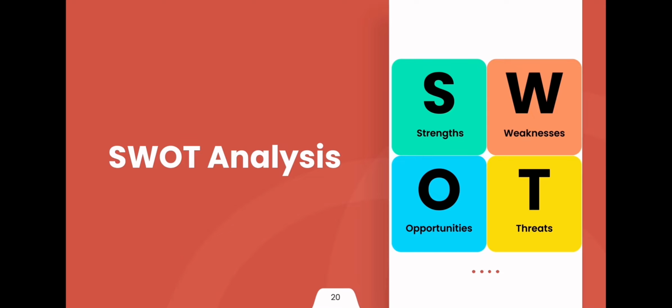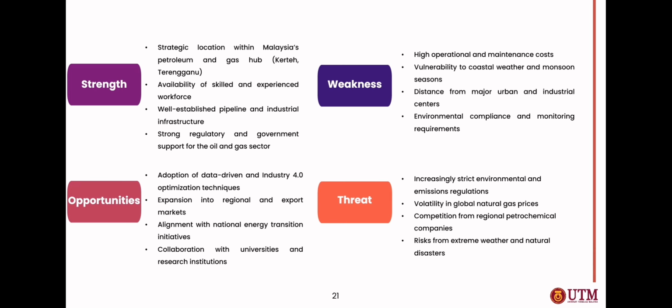Moving on, we will be discussing the SWOT analysis that has been conducted in order to understand the internal and external factors that are affecting the plant. For the strength, the primary strength of the plant lies in the strategic location, especially within Malaysia's petroleum and gas hub, which is in Kerteh, Terengganu, which provides a vast availability of skilled and experienced workforce. Also, in the area, they have well-established pipelines and industrial infrastructure, together with strong regulatory and government support, especially for the oil and gas sector.